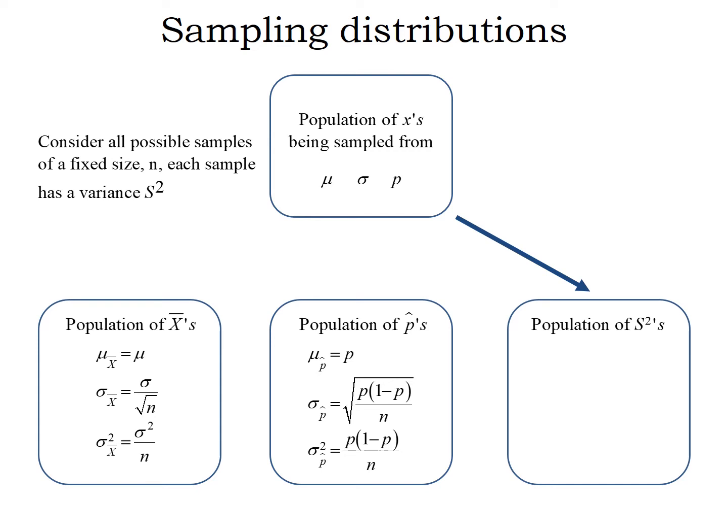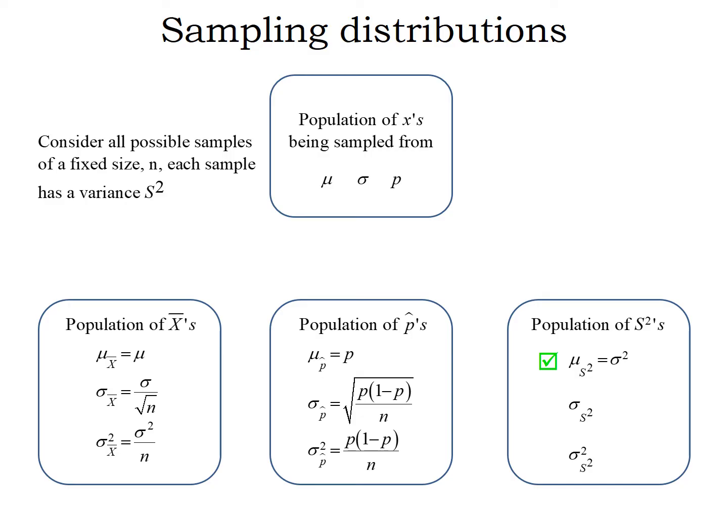And like all the other populations we talked about, there's going to be a set of parameters. So the mean of the sample variances is equal to the variance of the population that we sample from. So again, some sample variances will be smaller than the true variance, some larger than the true variance, but on average, the sample variances will equal out to be the population variance.